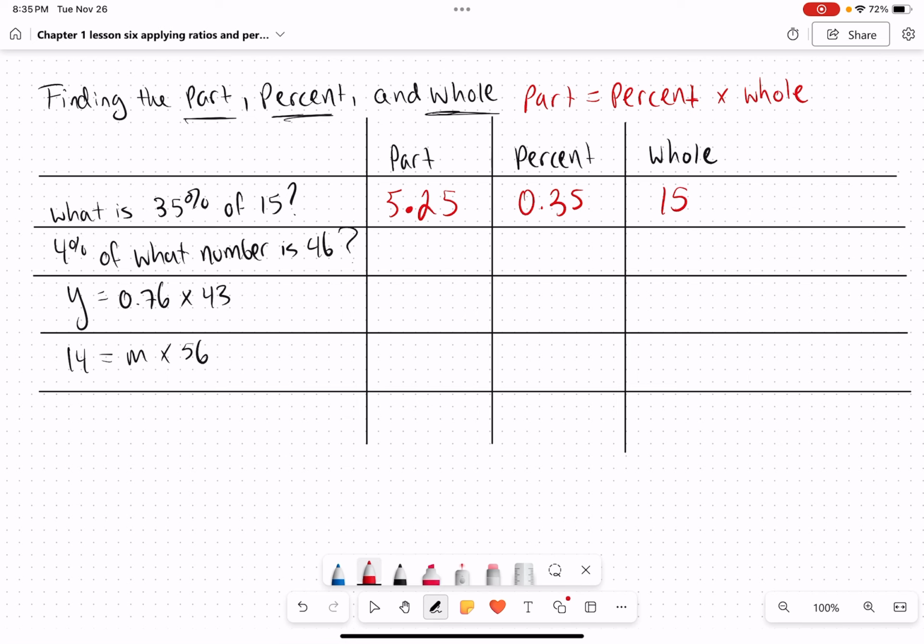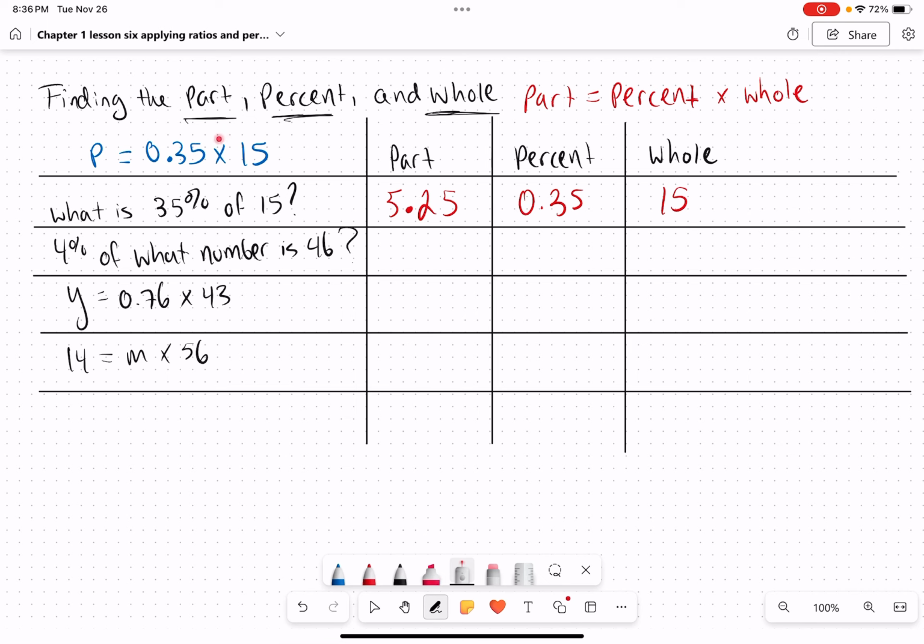You can also think about it this way. We can see here two keywords, is and of. Is always the equal sign. So what is what we're looking for. So we would have the part, which could be a variable, equals 35%, which is written as 0.35 as a decimal, and the word of is multiplication, and we're multiplying 15. So that's another way you can figure out what the part, the percent, and the whole is, by just rewriting it as an equation or an expression here. So this will be our percent and this will be our whole.